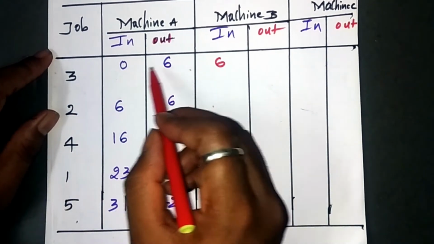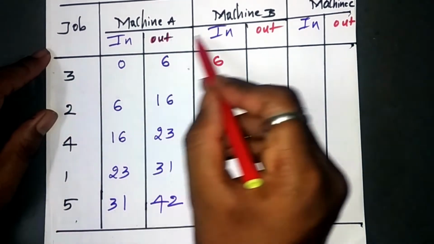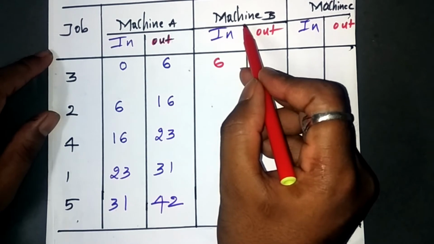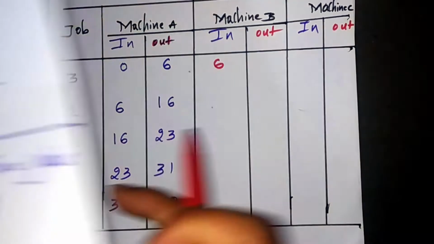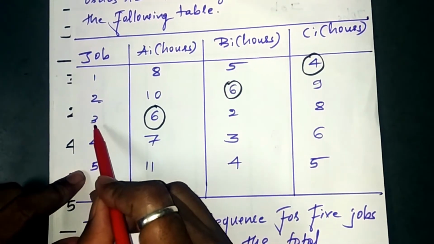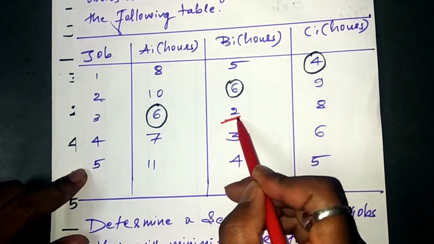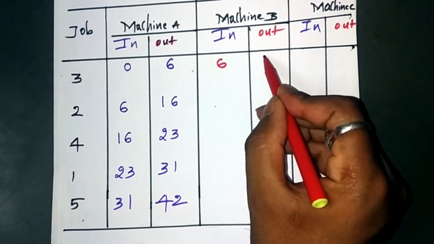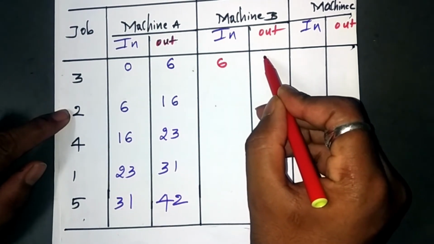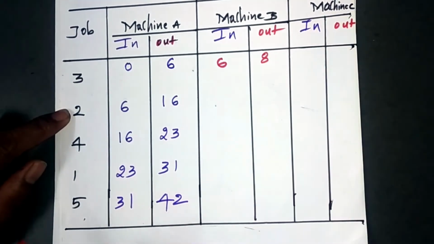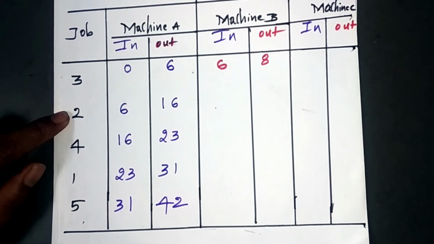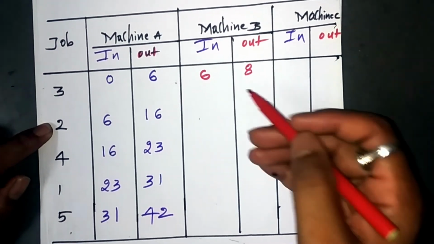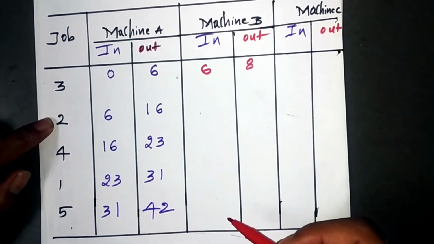Now job number 3 on machine B, how much time is going to be required? We will see it in the given problem. Job number 3 on machine B requires 2 hours. So I add these 2 hours to this in time, and I get the out time for job number 3 on machine B as 8. After it completes on machine B, it's going to move to machine C. Machine C we'll see later. We'll first finish the machine B part.